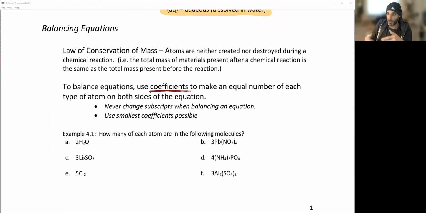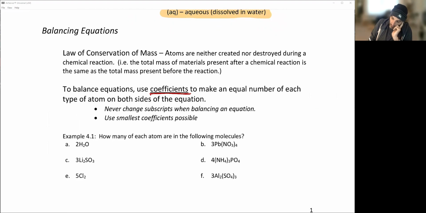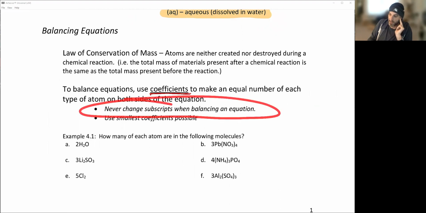And I'll do a couple, and I'll show you the different types that we have. But those coefficients are the only thing that you're allowed to change. Never change subscripts basically is just saying don't change the chemical, right? I can't change the chemical. So never change subscripts, just coefficients out front. And then we're going to use the smallest possible coefficients.